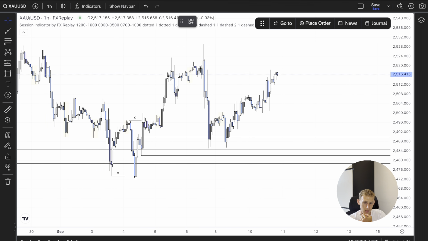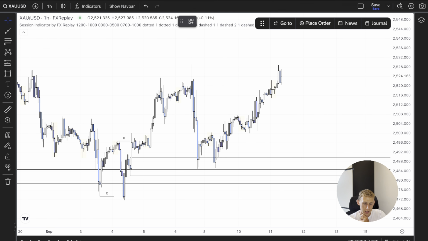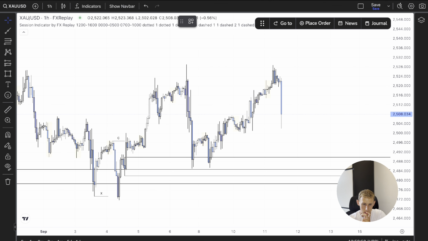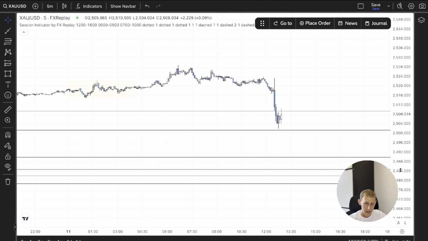Okay, price is pushing up towards the high. This is nice actually. So price is retracing before sweeping that external high. It's come back down into demand, taken out Asia low. Let's have a look if we can get an entry from here.